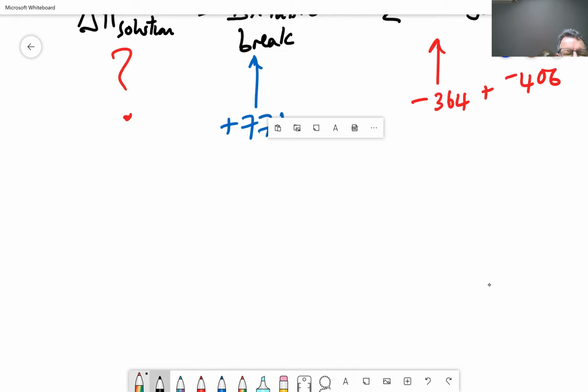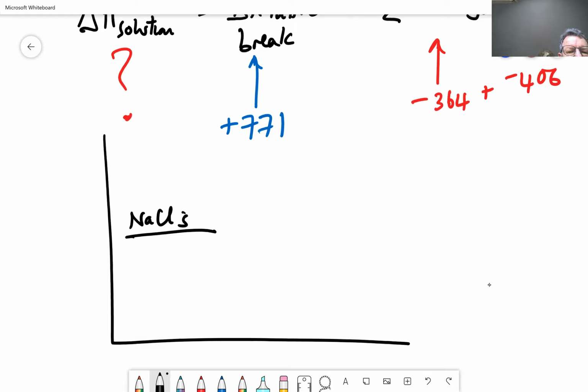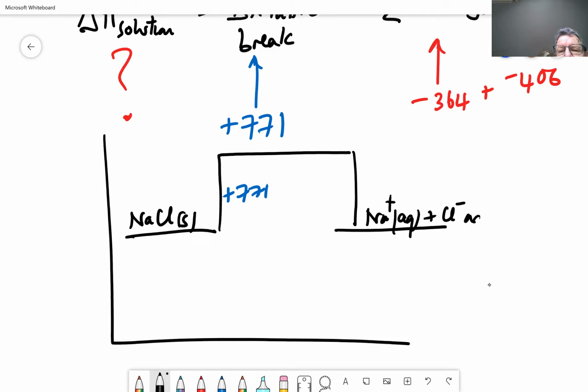We would go, okay, here is NaCl solid. I break it, that costs me 771. Then it comes down the other side, and I get Na+ (aq) and Cl- (aq), and the difference is one. In other words, it is just going up 1 kilojoule per mole.